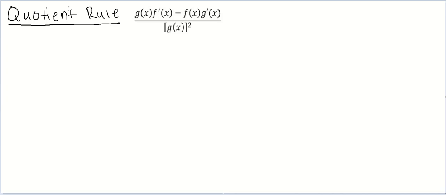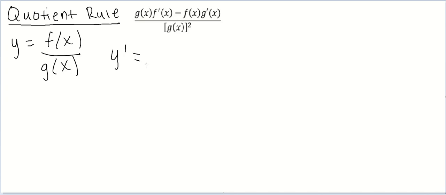And so what this formula is saying is that we have some function on top of the division symbol and some function on the bottom of the division symbol. And in this formula, they used f of x as the function that's on top and g of x as the function that's on bottom. And so when we take the derivative of some function, so if we have some function y equals f of x, divided by g of x, and we want to take the derivative of this, we want to find y prime, this is what we're going to do.